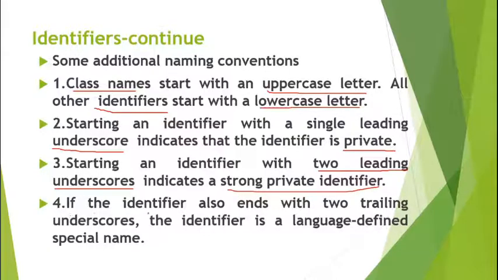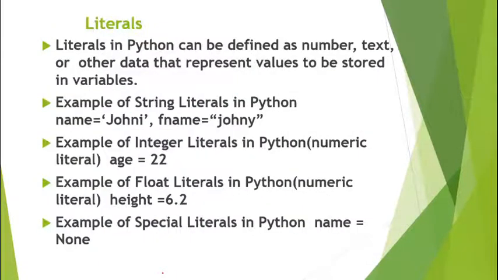Now the fourth one: if the identifier also ends with two trailing underscores, the identifier is a language-defined special name. That is, we have put two underscores before and two underscores after, meaning leading and trailing. Leading means at the starting point, and trailing means at the end point. If we put two additional underscores on a variable name or any identifier, it means that it is a language-defined special name. We will use it later, don't bother about it.